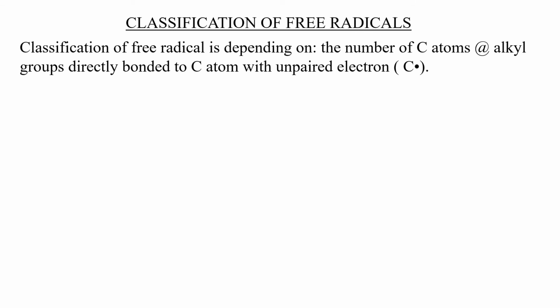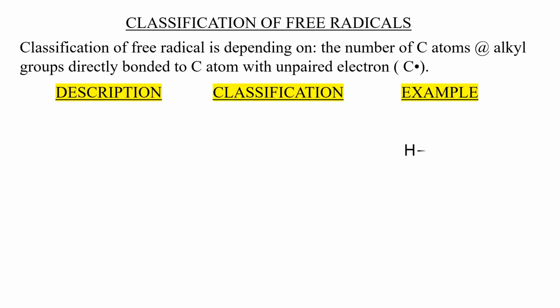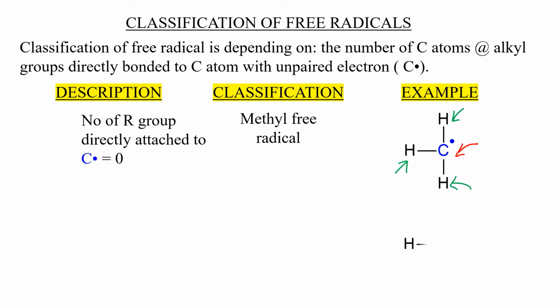And the last organic reaction intermediate is free radical. Free radical can be classified into methyl free radical, primary, secondary, or tertiary free radical. Classification of free radical also depends on the number of carbon atoms or alkyl groups directly bonded to carbon with unpaired electron. If we look at the first example, there is no carbon or alkyl group directly attached to carbon with unpaired electron. So this free radical is known as methyl free radical.